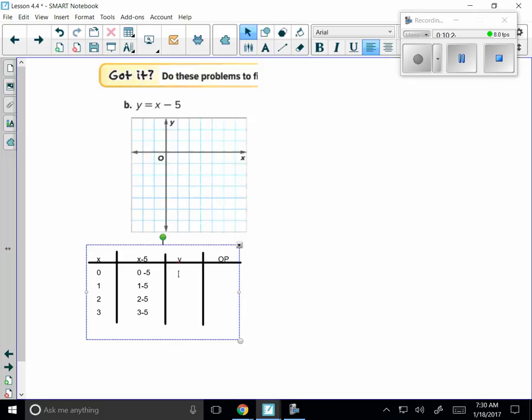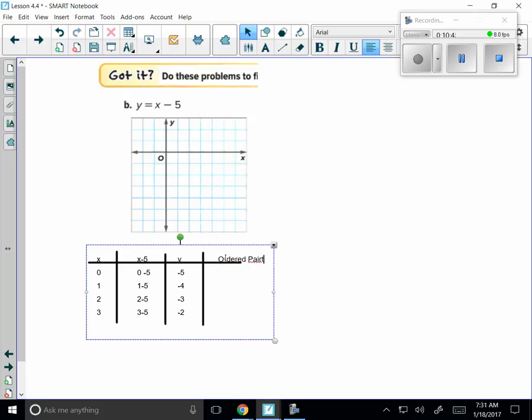So 0 minus 5 for y would give me a negative 5. 1 minus 5 gives me negative 4. 2 minus 5 gives me negative 3. And then 3 minus 5 gives me negative 2. Now, if you want to write that out for this first one, you can. That way you know what I'm talking about.